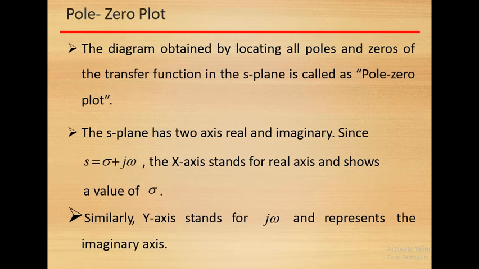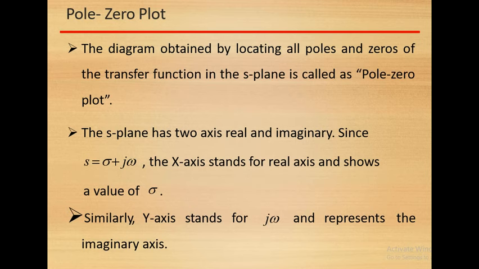You may be given one simple transfer function, and with the help of that transfer function you have to calculate the poles and the zeros. After that we have to represent those poles and zeros on one plot that is called a pole zero plot, and it is placed on the S plane. Let us see what we mean by this pole zero plot, and how to represent zeros and poles on that plane.